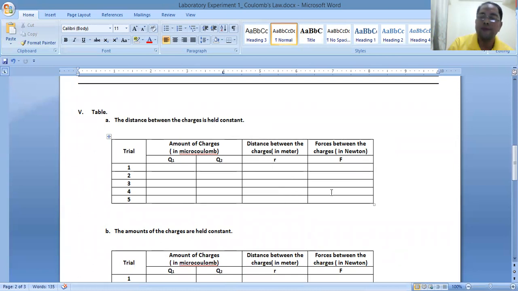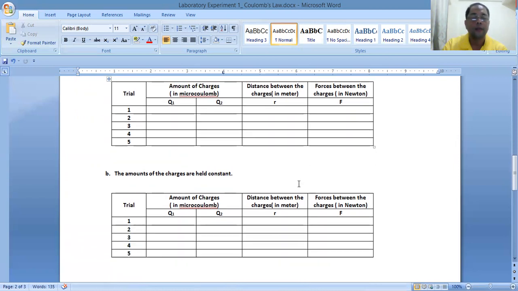So the values here are empty, so your group can write them down. Now for your letter B, the amount of the charge will now be held constant. So your group will determine the number of microcoulombs that you will set, but however you will keep it the same. So Q1 and Q2 will have the same value from trial 1 to 5. I'm not saying that Q1 is equal to Q2. You may have a different value for Q1, another different value for Q sub 2, but you have to keep Q1 all throughout the same.